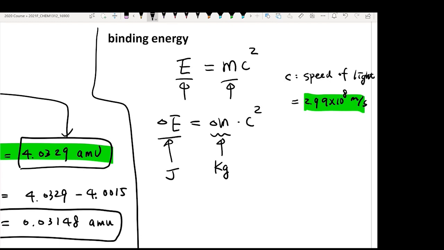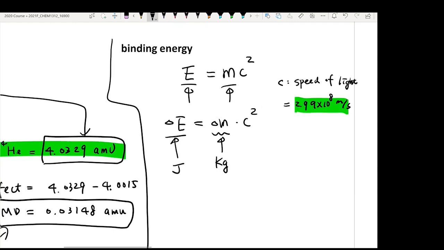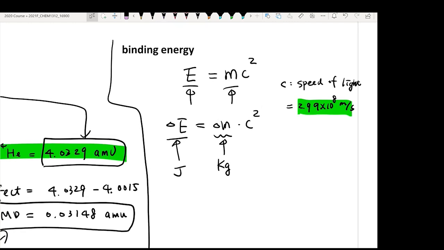Right now, the mass defect you calculated is 0.03148 AMU, which is not in kilograms. So before you can put this number in the equation, you need to do one more conversion. 1 AMU equals 1.66 times 10 to the negative 27 kilograms. This will be provided, but you need to do this conversion before you can plug it into the equation.